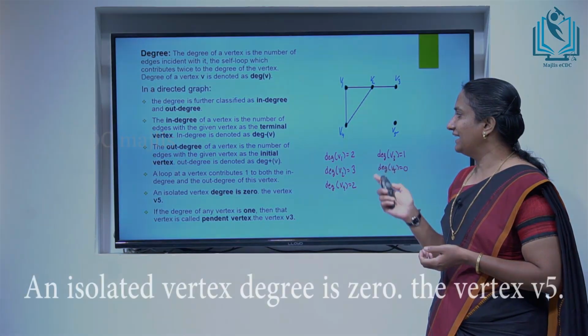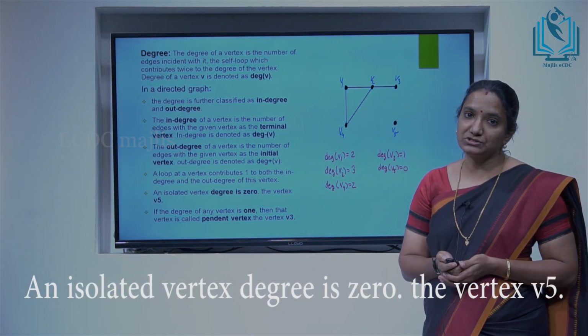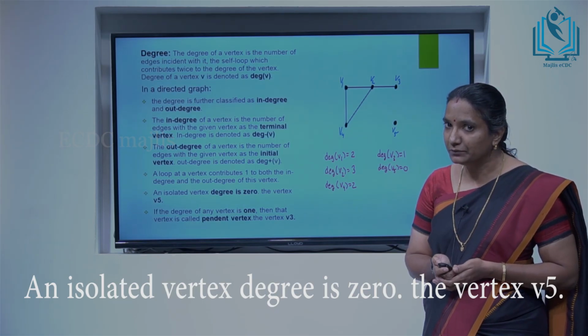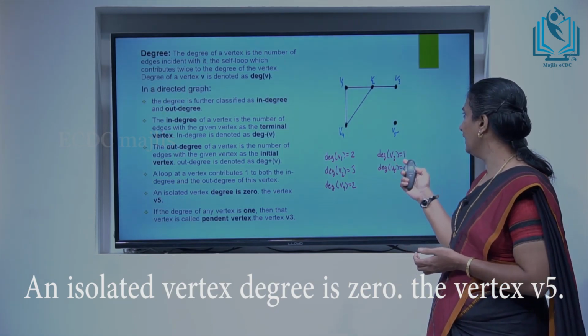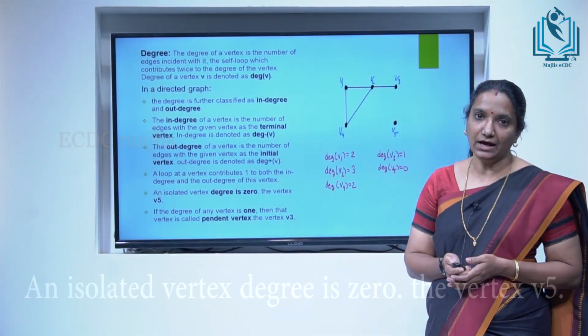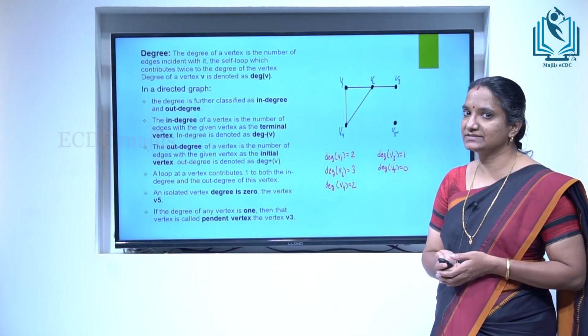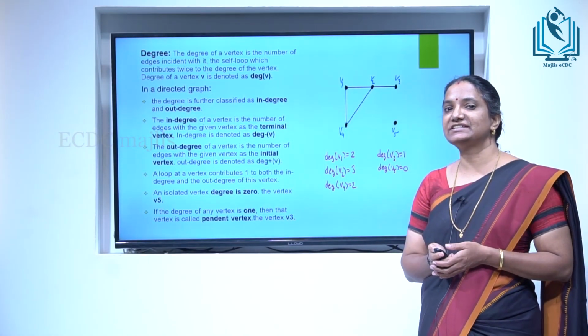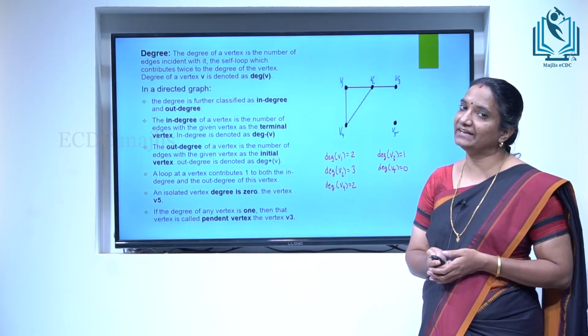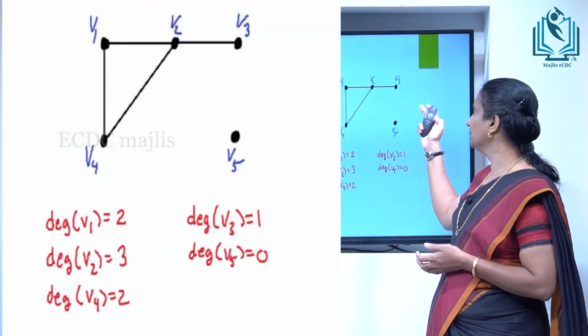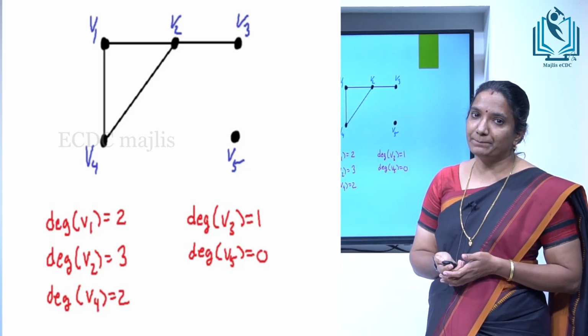Then an isolated vertex: a vertex whose degree is 0 is called an isolated vertex. In our graph, vertex V5 is an isolated vertex. Next, a vertex which has degree 1 is called a pendant vertex. In our graph, the vertex V3 is a pendant vertex.